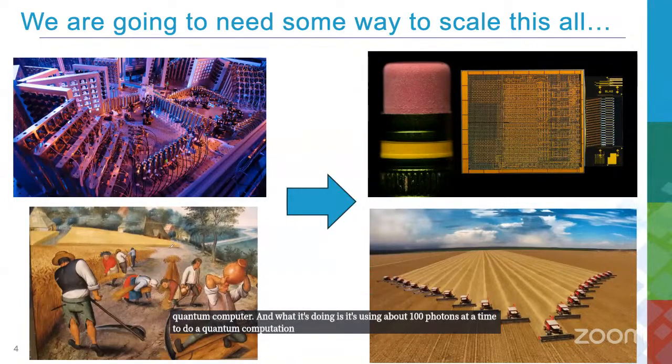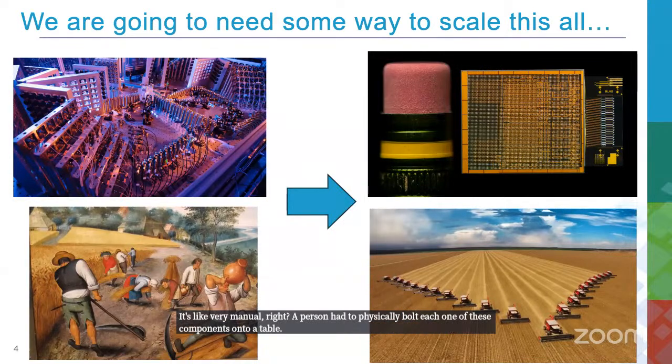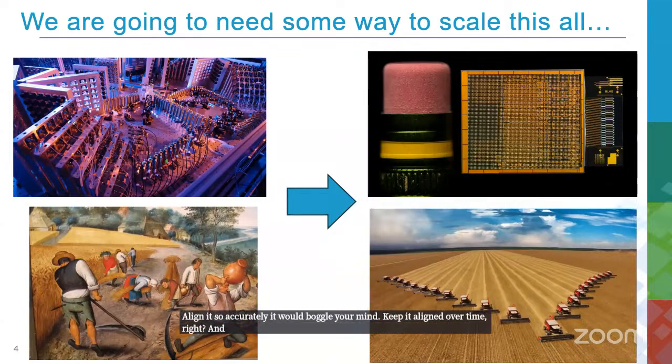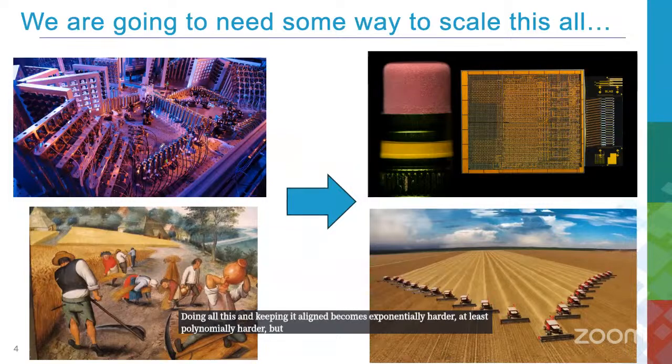Now, this is much like agrarian farming, right? It's very manual. A person had to physically bolt each one of these components onto a table, align it so accurately it would boggle your mind, and keep it aligned over time. It turns out it's not scalable. As we make these things larger and larger, doing all this and keeping it aligned becomes exponentially harder, at least polynomially harder, but a polynomial scaling that we would all not like.